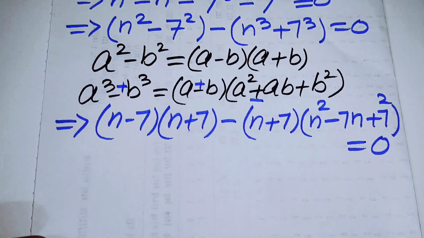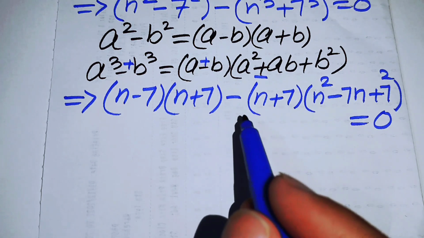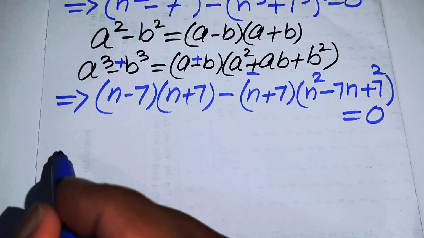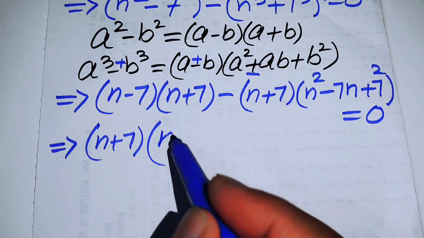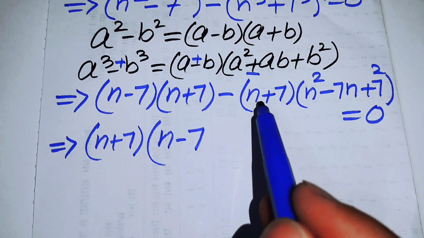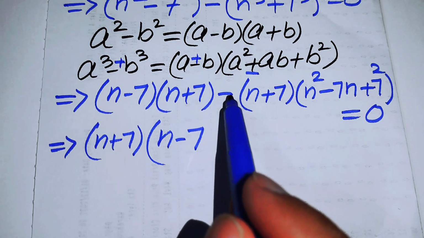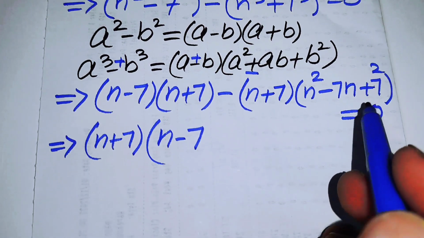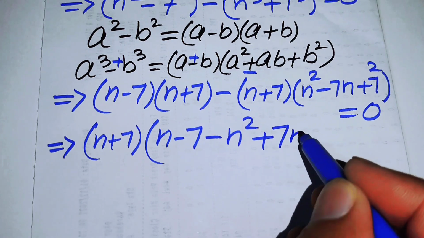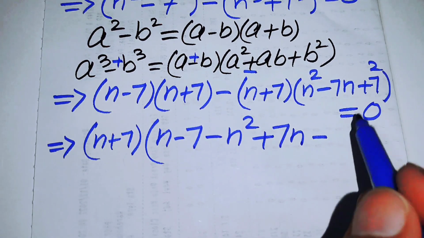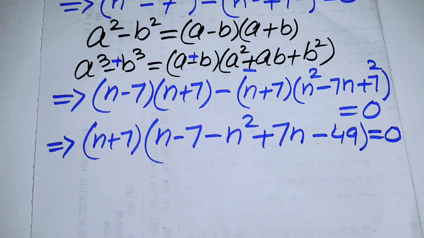equal to 0. So after this step you can see we have n plus 7 present in both of the terms, so we take common n plus 7, and it becomes n plus 7 times, here you get n minus 7, and here with the common n plus 7, you get minus times n squared minus 7n plus 7 squared. When we multiply this negative sign on both of the terms, it becomes minus n squared plus 7n minus 7 squared, and 7 squared is equal to 49, and this whole equation is equal to 0.